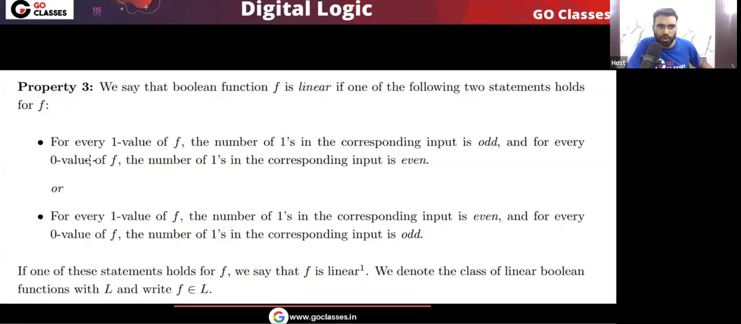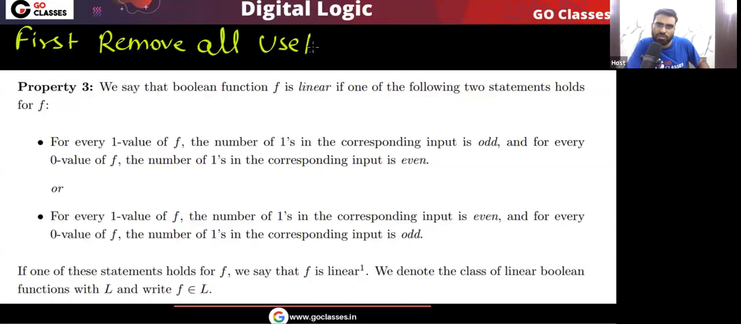Before you check whether a function is linear or not, first you remove all the useless variables. So remember, first remove all useless variables. If there is any useless variable, then first you remove it. Is this clear? After removing all the useless variables, this is the definition of linear function.